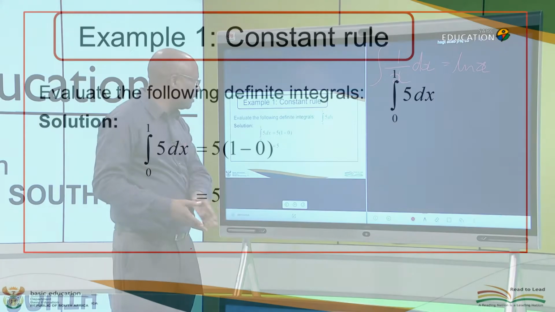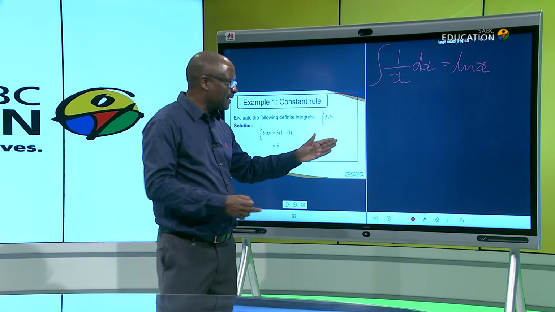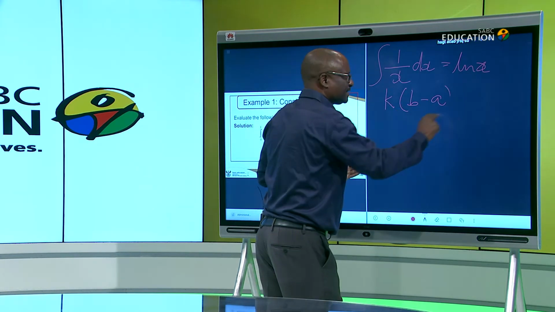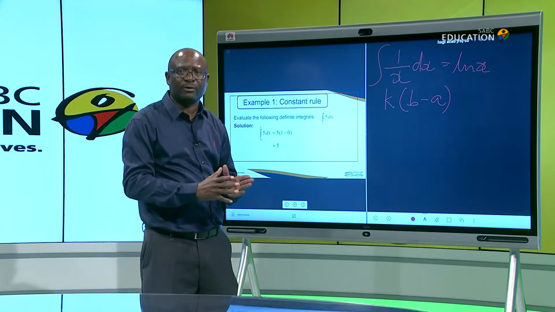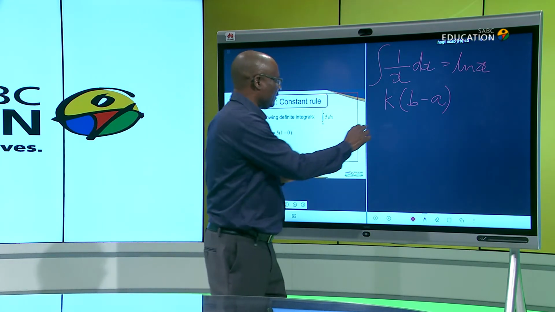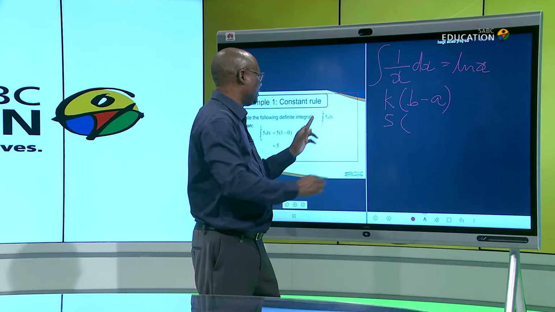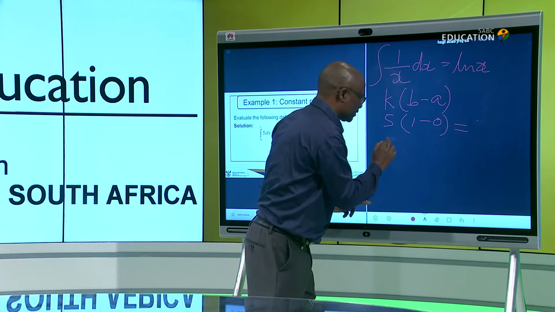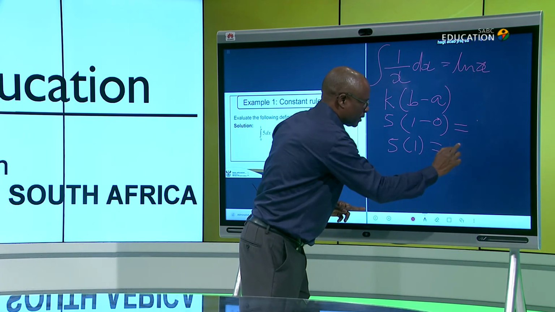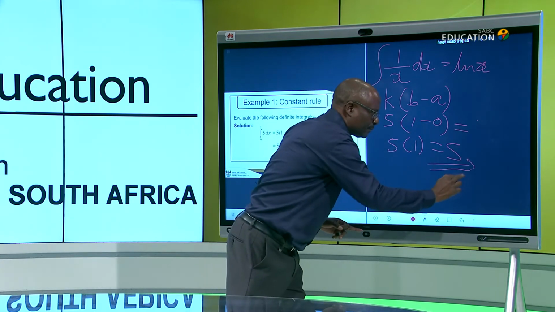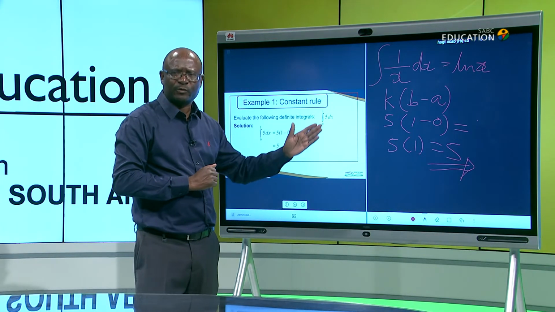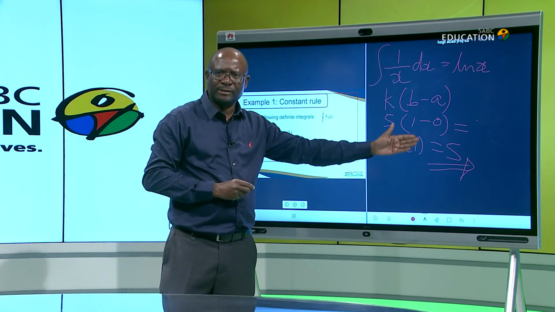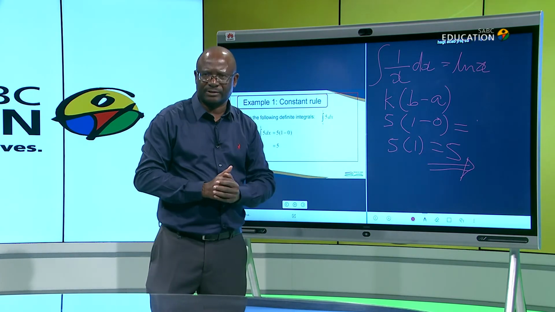We apply the rule that says it will be the constant multiplied by b minus a, that is k into b minus a, because we don't have a function, it's only the constant. Here your constant is 5, your value of b is 1, and your value of a is 0. Therefore your answer will be 5 into 1, which is equal to 5. This proves what we said earlier in the introduction, that the answer for a definite integral must always give you a number, not a function.